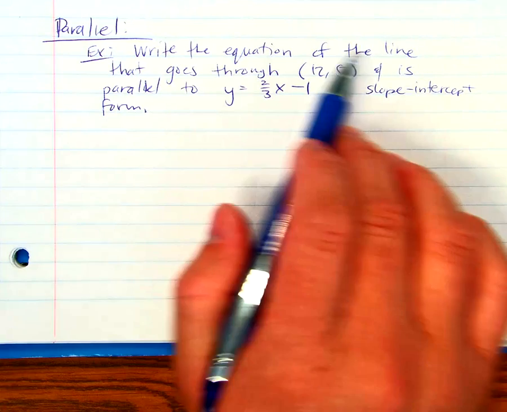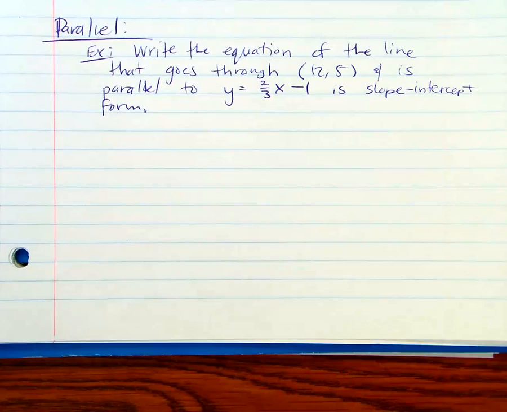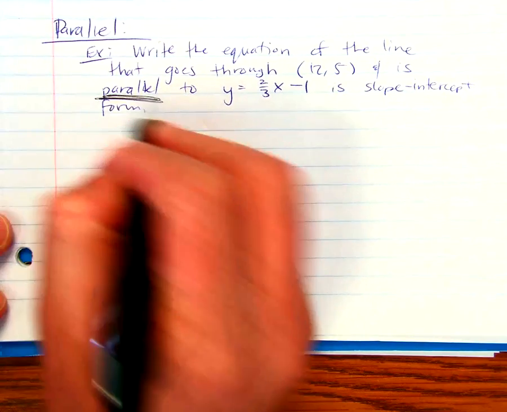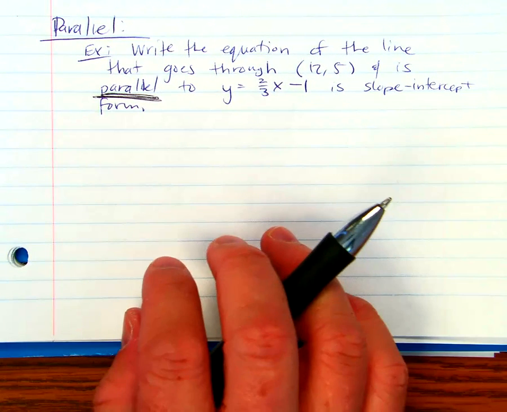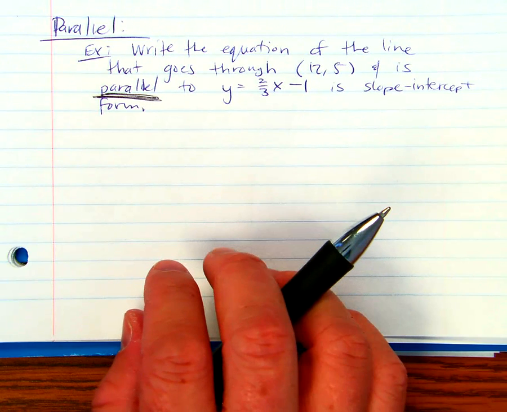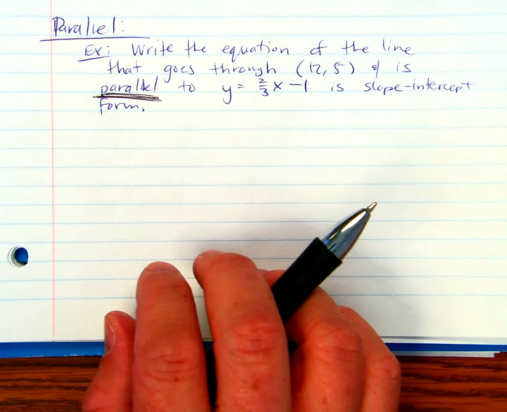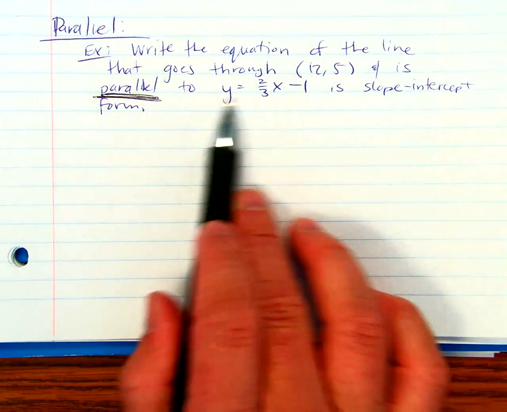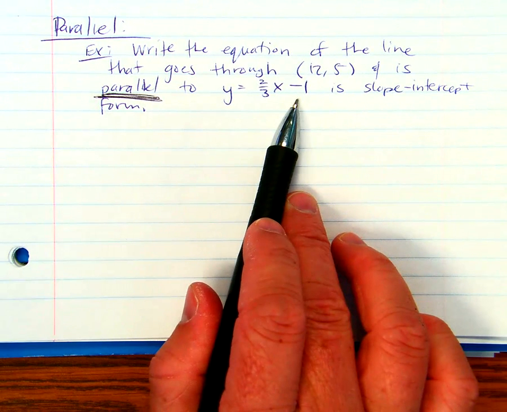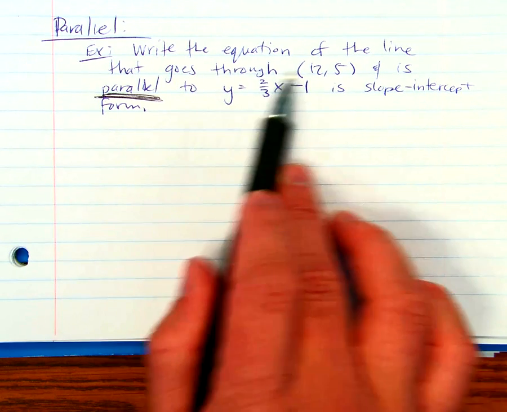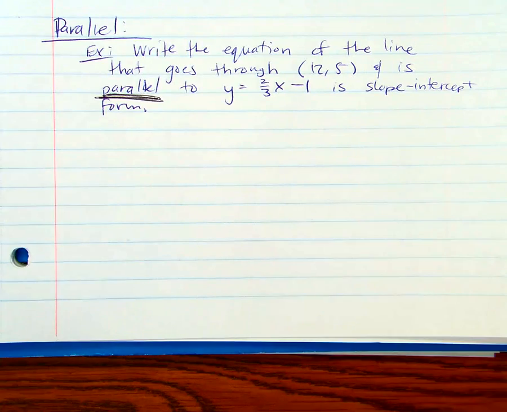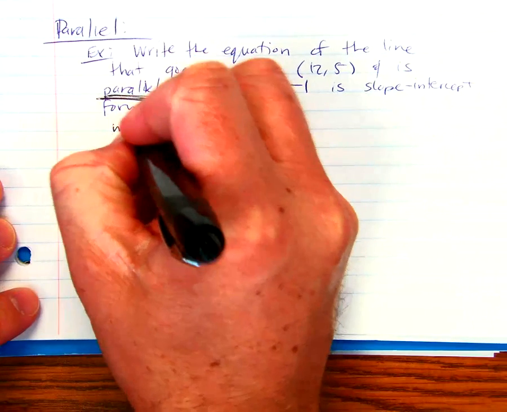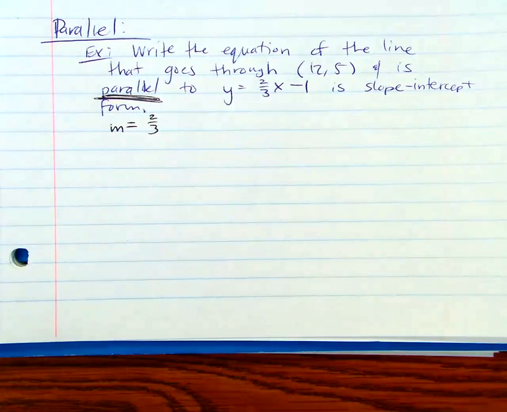They told us that we need a line that is parallel, so this is extremely important right now, parallel to this equation. Now, a moment ago, we said that parallel lines have the exact same slope. So if I'm going to make a line that is parallel to this, it needs to have the same slope. So let's start there. What is the slope of this line that I'm trying to make something parallel to, Dominic? 2/3.